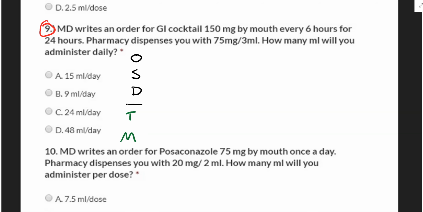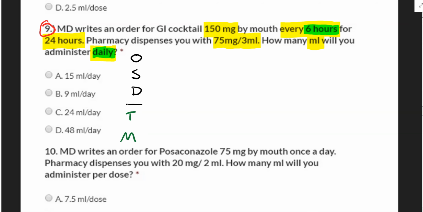Our ordered GI cocktail is 150 milligrams every 6 hours for 24 hours. The pharmacy is stocking us with 75 mgs per 3 milliliters. How many mLs will you administer daily? Now this is the thing right here. This is a daily question, and we're giving this dose every 6 hours. So that means I'm going to have to consider this as what I would say a trick would be.